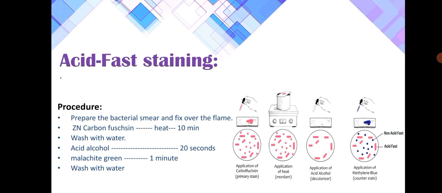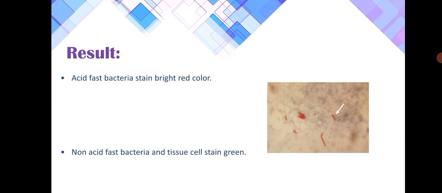The procedure includes application of carbolfuchsin as a primary stain, application of heat as mordant, application of acid alcohol as decolorizer, and application of methylene blue or safranin as counterstain. As a result, acid-fast bacteria stain bright red in color, and non-acid-fast bacteria or tissue cells stain green or blue.